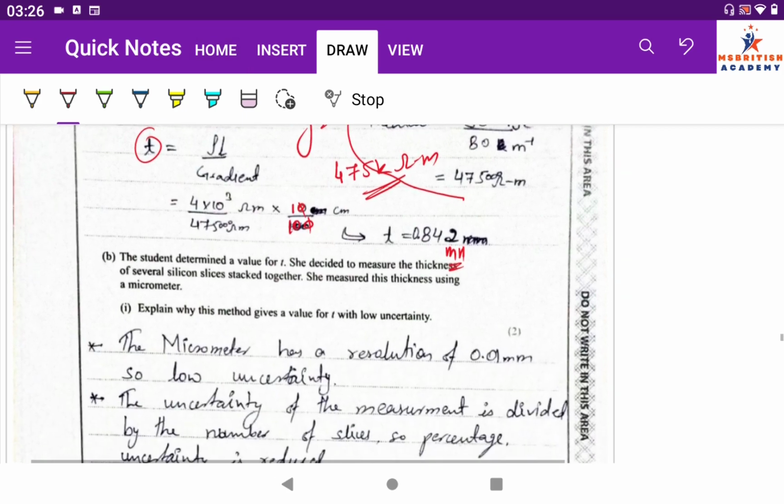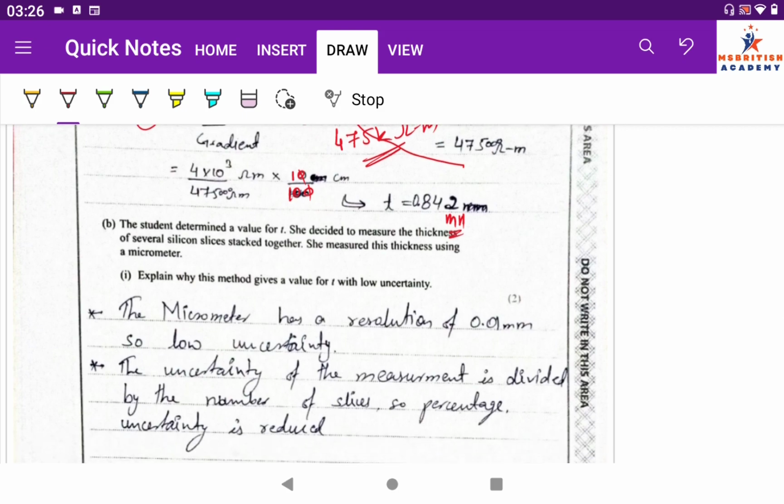Now B. The student determines a value for T. She decided to measure the thickness of several silicon slices stacked together. She measured this thickness using a micrometer. Explain why this method gives a value for T with low uncertainty. The micrometer has a resolution of 0.01 millimeter, so low uncertainty. The uncertainty of measurement is divided by the number of slices, so the percentage uncertainty is reduced.